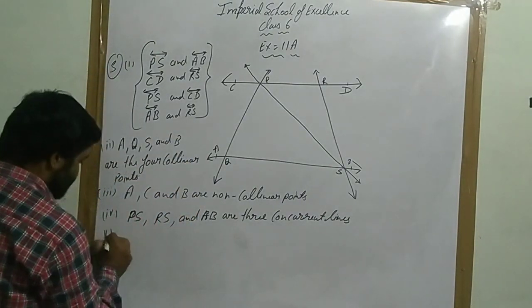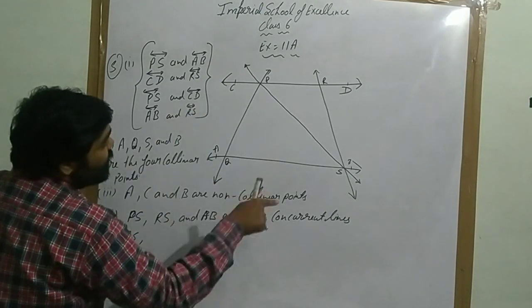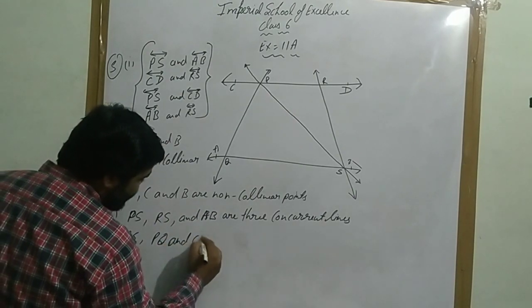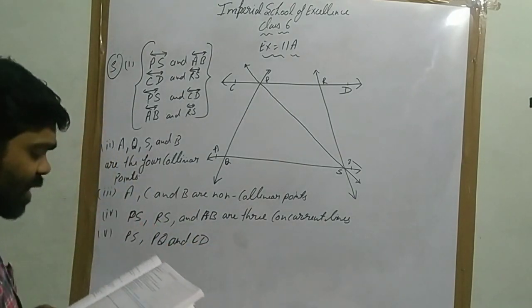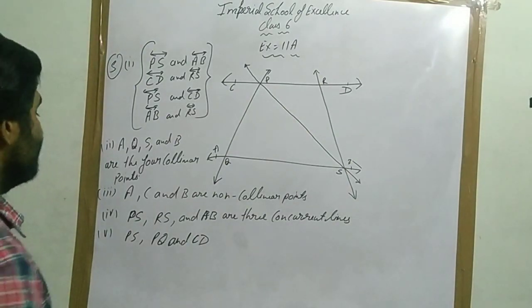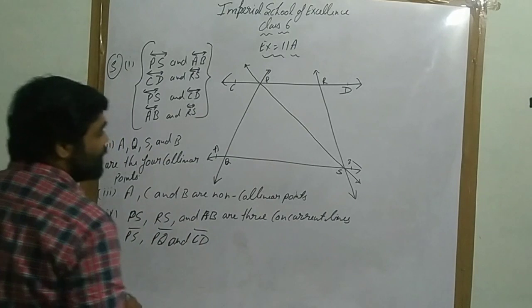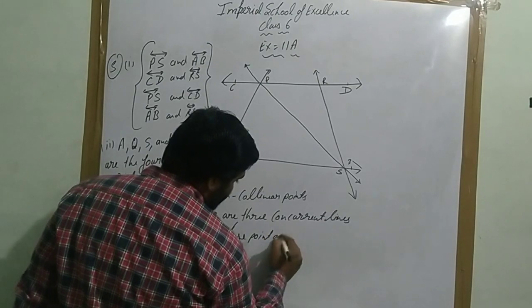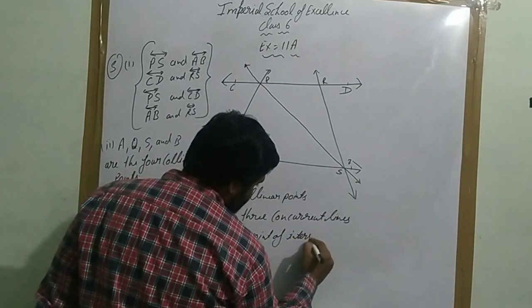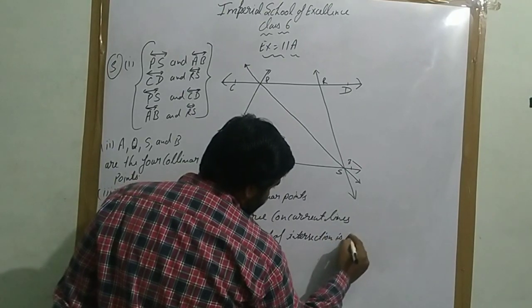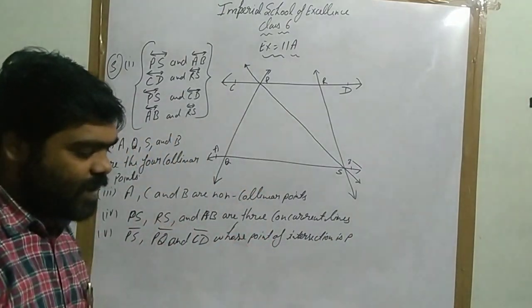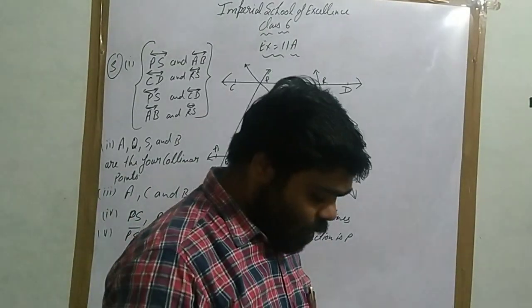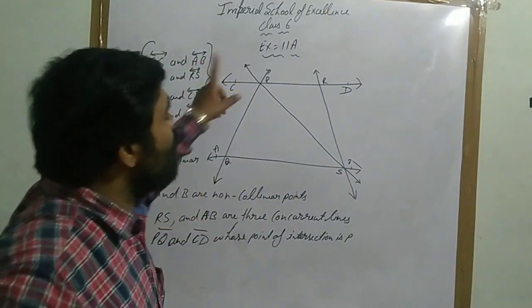Fifth answer is PS, PQ and CD. These are the three lines whose point of intersection is P. PS, PQ and CD are the three lines because they are intersecting at a common point P.